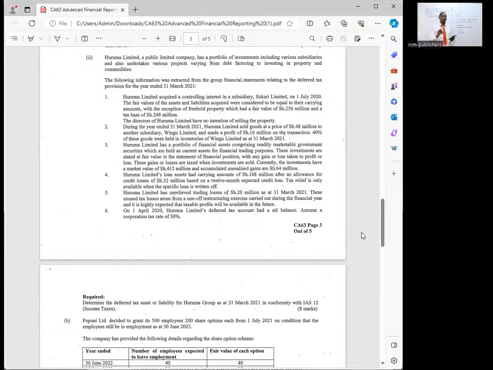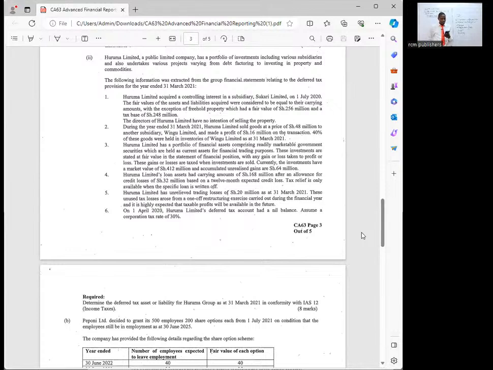If we get a negative value, it's not taxable. So we shall be doing this and see how we can do it. During the year ended 31st March 2020, Huruma Limited sold goods at the price of 48 million to another subsidiary, Wingu Limited, and made a profit of 16 million on the transaction. 40% of these goods were held in inventories of Wingu Limited as at 31st March 2021.